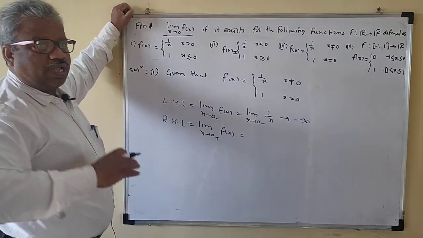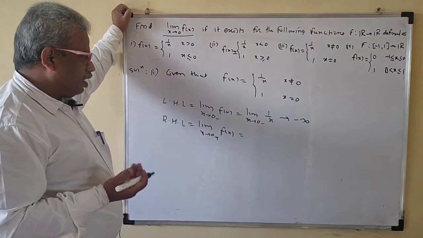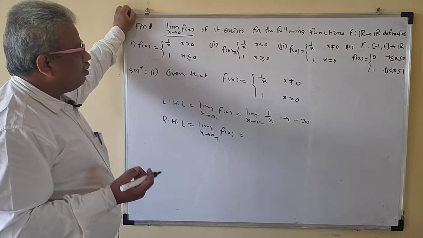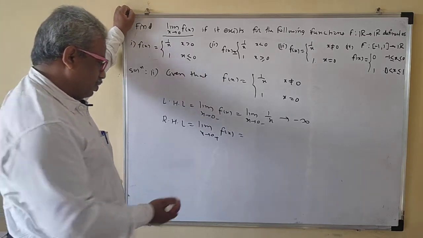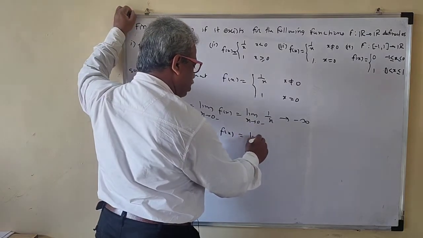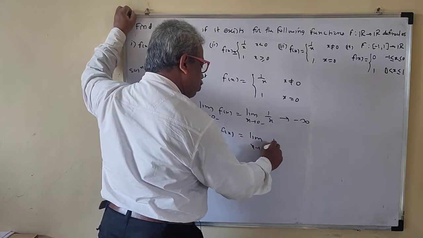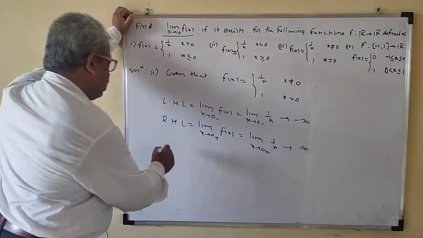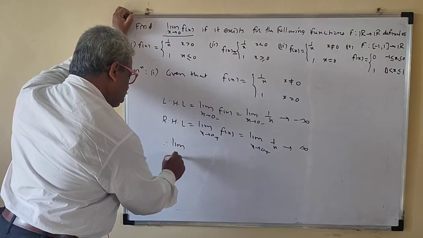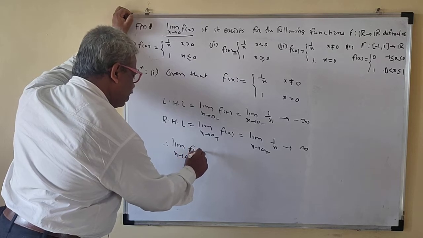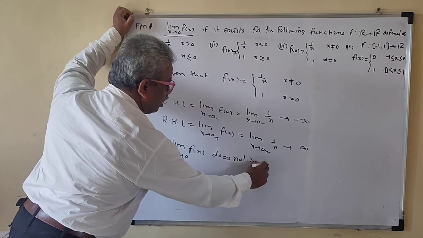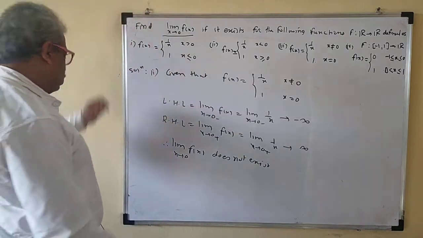For left of 0 and right of 0, the function is the same here. So actually no need to take the left hand limit and right hand limit. So directly we can say the limit does not exist. But in this way you can also write limit x tends to 0 plus 1 upon x tends to plus infinity. Okay. So therefore limit x tends to 0 of f of x does not exist.